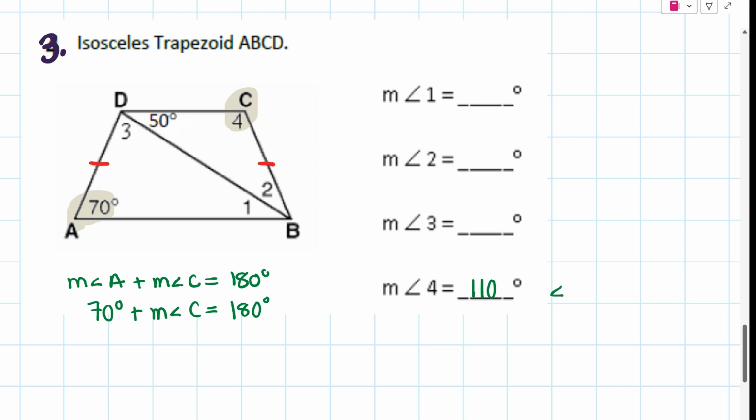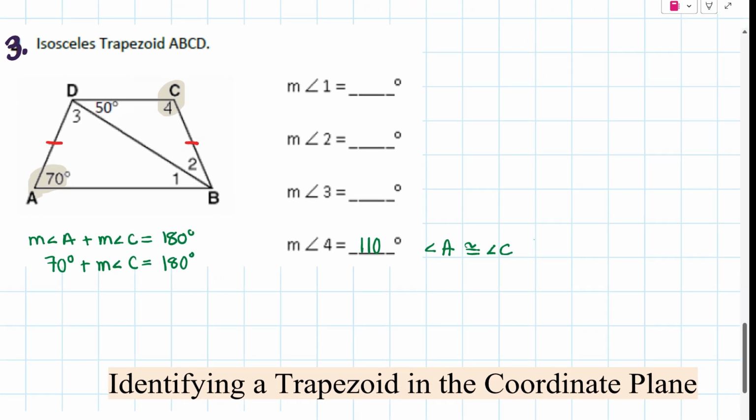And let's go ahead and justify here. I wrote that angle A is congruent to angle C, but later I'm going to go back and fix that. So they're not congruent, they're supplementary, just like we showed on the equation. And that's only because you have an isosceles trapezoid.